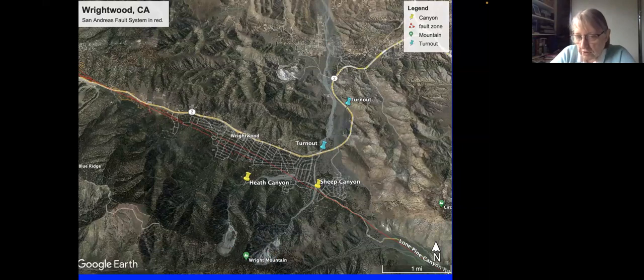And what has happened here is this town is not only sitting on a fault, but it's perpetually having landslide problems. And so when this slides, it comes down Heath Canyon. And in the past, it's just taken out the whole south end of town. Or you'll get a slide over here on Sheep Canyon. Same thing happens, comes down and takes out the whole end of town. And not a very good thing to have happening to your town.